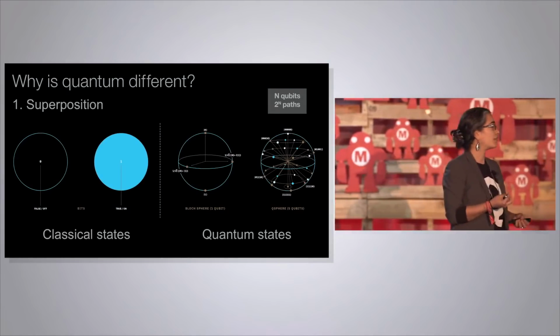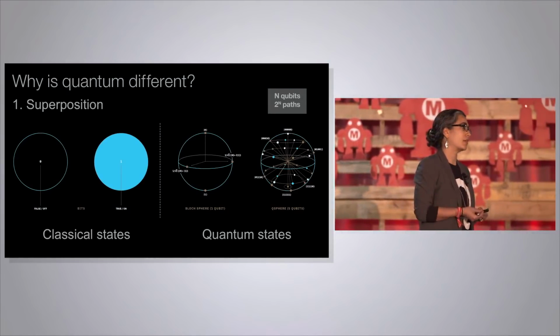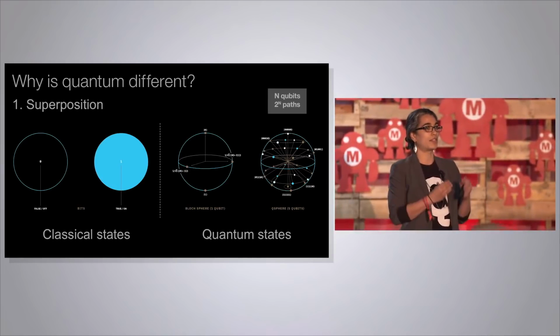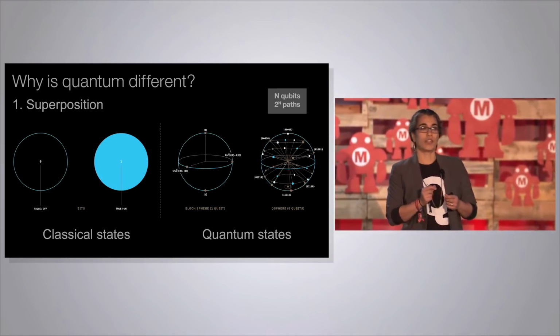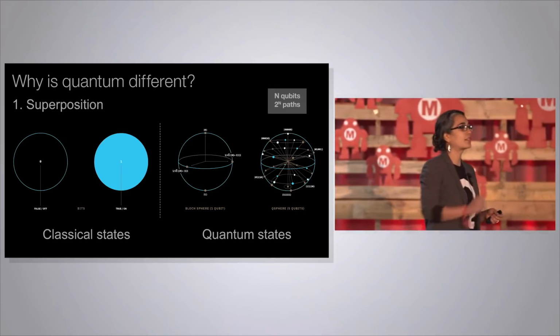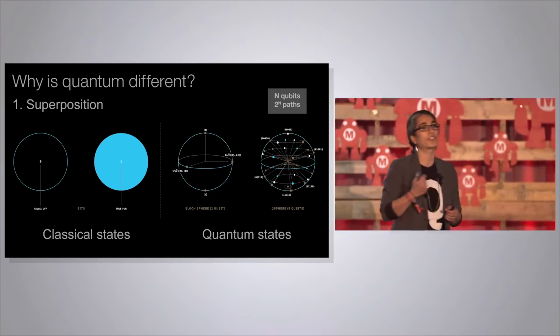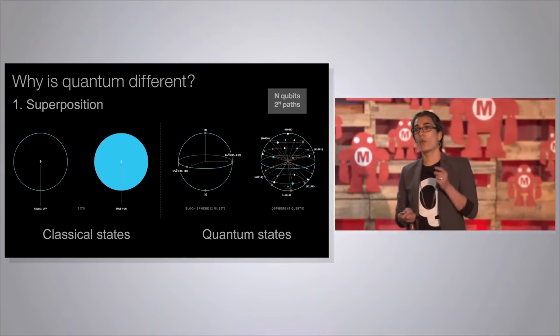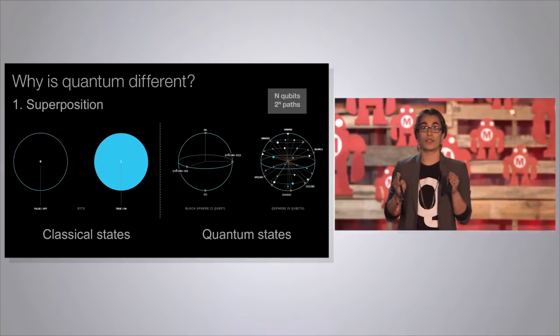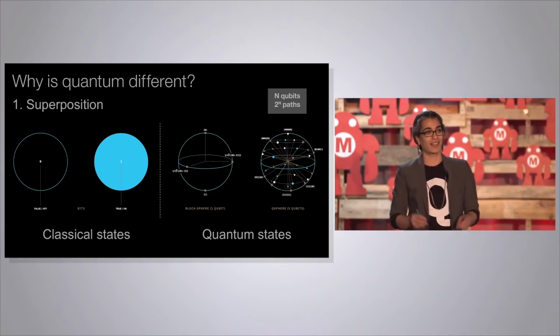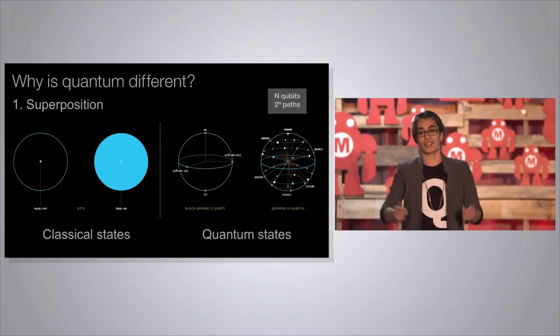has this property that the states can exist in a superposition of 0 and 1. So not just 0, not just 1, but a superposition of 0 and 1. And you can also have complex superpositions of 0 and 1. So you start to be able to explore a much richer set of states. If 1 qubit can be in a superposition of 2 states, then 2 qubits can be in a superposition of 4 states, and 3 qubits can be in a superposition of 8 states.